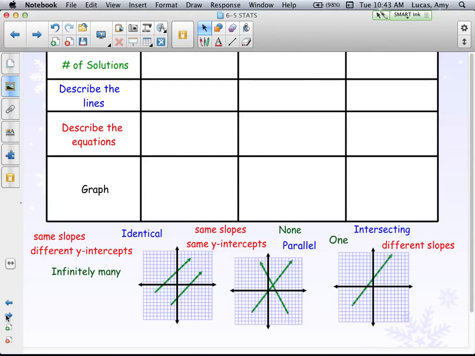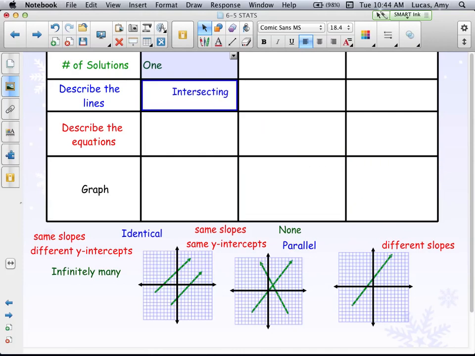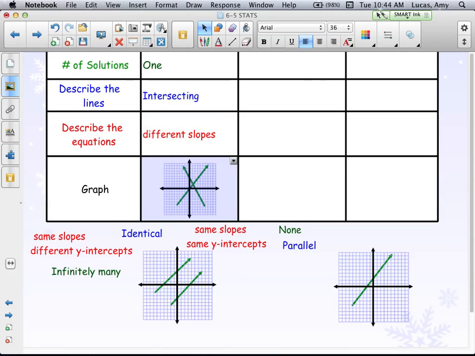Okay, this is a review from 6.1, so a long time ago. We just want to make sure that you remember that there are 3 different things that can happen when you're given a system of equations. Most often, you find that there's one solution. That happens when your lines are intersecting. To describe, the equations have different slopes. And here's a graph that shows 2 lines that are intersecting.